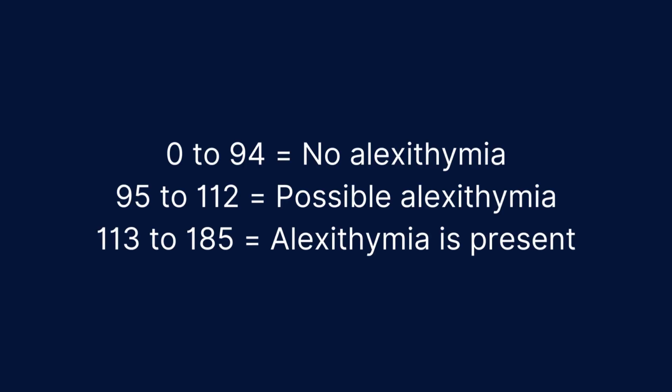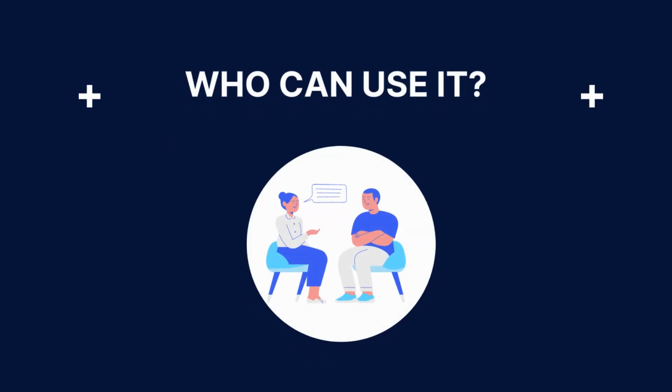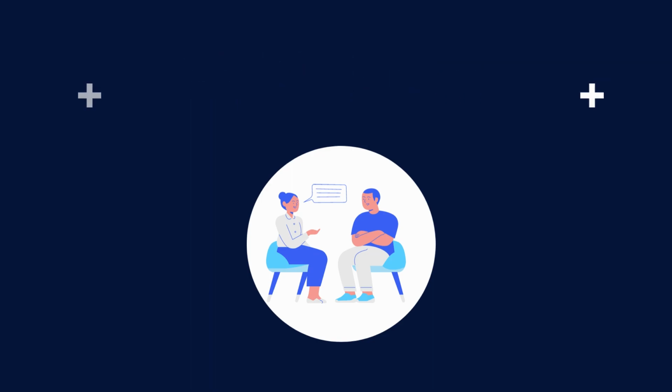The test has the following score ranges: 0 to 94 with no alexithymia, 95 to 112 indicating possible alexithymia, and 113 to 185 indicating alexithymia presence. As a result, it is commonly used by psychologists, therapists, and more.